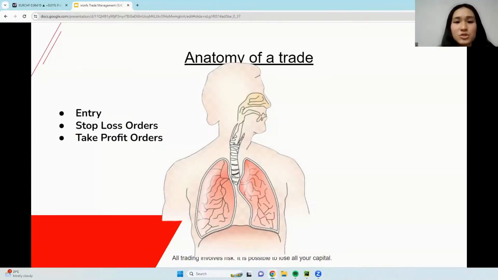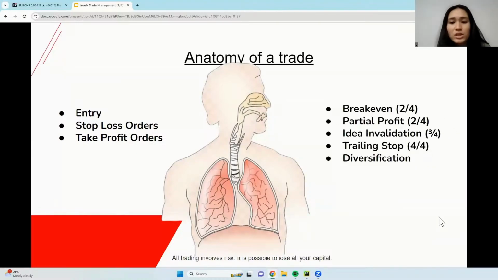So, the anatomy of a trade. A trade basically consists of three basic components. We have the entry, which is where you place your orders, and then you have, of course, your stop loss as well as take profit orders. In order to manage a trade, it's important to understand what it consists of.